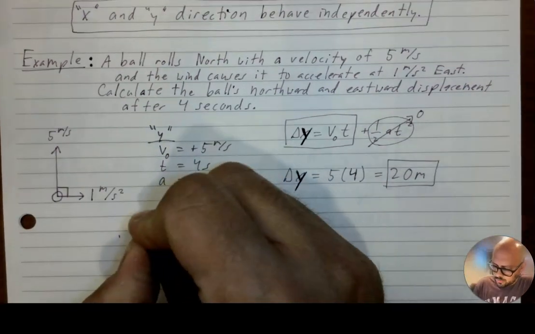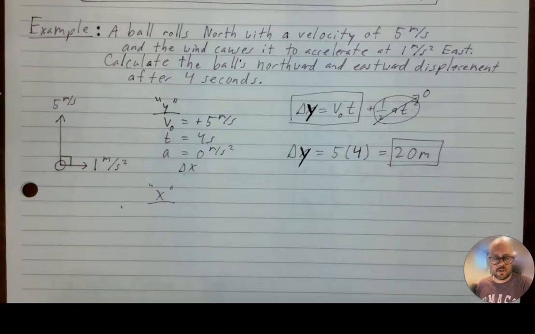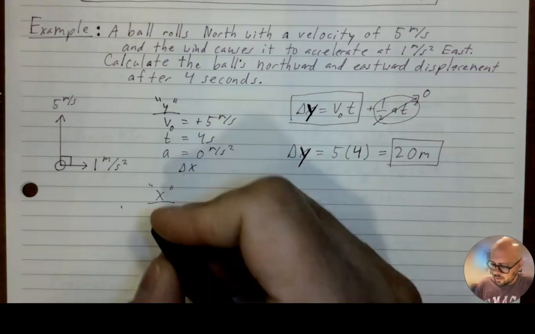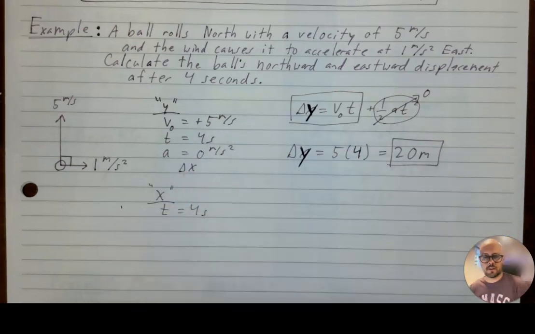Next and last, we do the x direction. And so the x direction has a whole different set of values. The only thing that's consistent is the time is going to be 4 seconds. Now you will find that time is always consistent between the 2 dimensions of motion because it has to be. There's only one event here. This ball is rolling and we're looking at where it's gone after 4 seconds. And so the amount of time has to be the same for both.